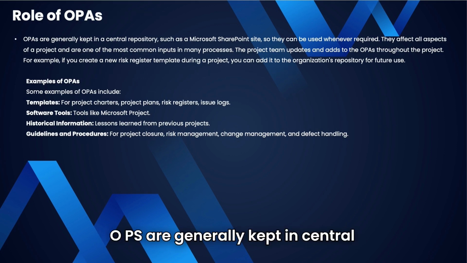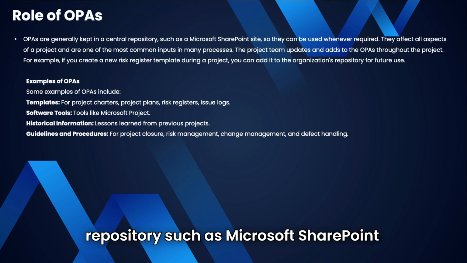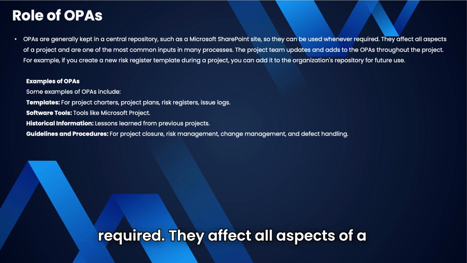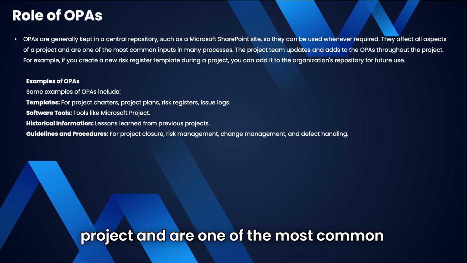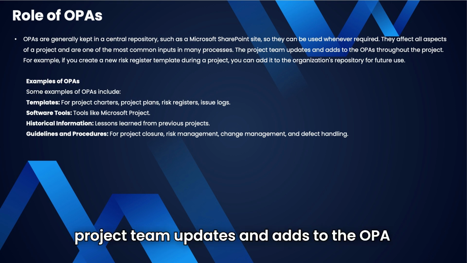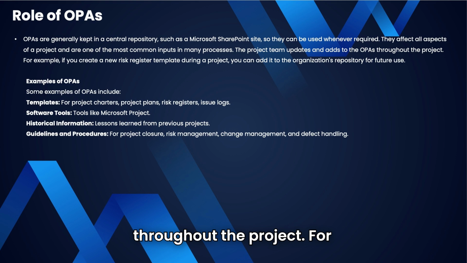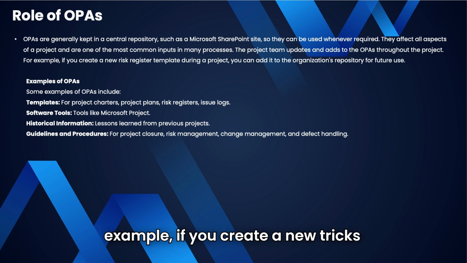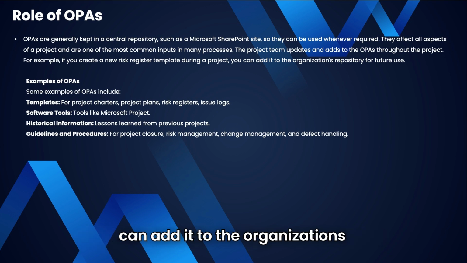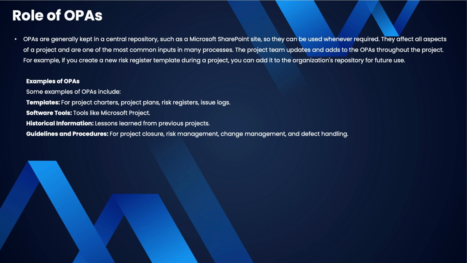OPAs are generally kept in a central repository, such as a Microsoft SharePoint site, so they can be used whenever required. They affect all aspects of a project and are one of the most common inputs in many processes. The project team updates and adds to the OPAs throughout the project. For example, if you create a new risk register template during the project, you can add it to the organization's repository for future use.